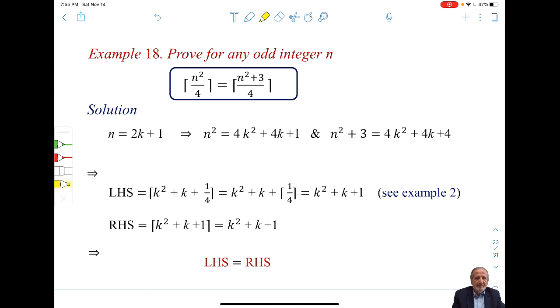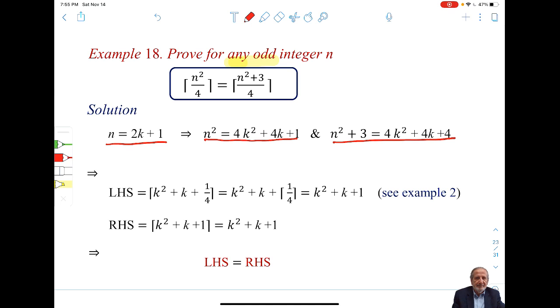Now we are solving these algebraic equations that involve the ceiling function. So prove that the ceiling of n squared over 4 is equal to (n squared plus 3) over 4. So when n is odd, n means 2k plus 1. Find n squared, find n squared plus 3.